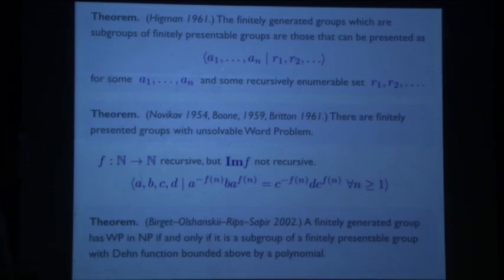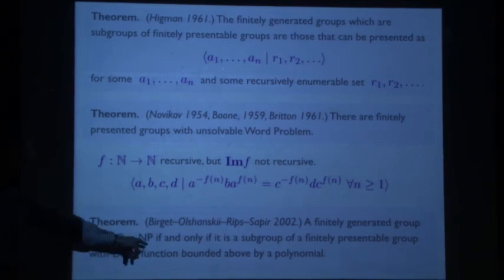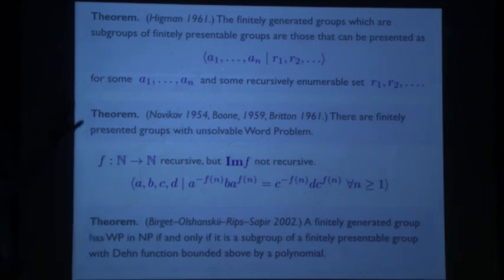Then more recently, Birget, Olshanskii, Rips, and Sapir proved this: that a finitely generated group has word problem in NP if and only if it's a subgroup of a finitely presented group with Dehn function that's bounded above by a polynomial. So this is a sort of controlled version of Higman's theorem.